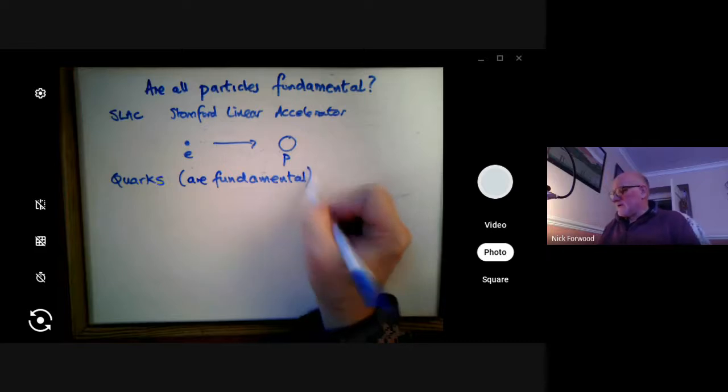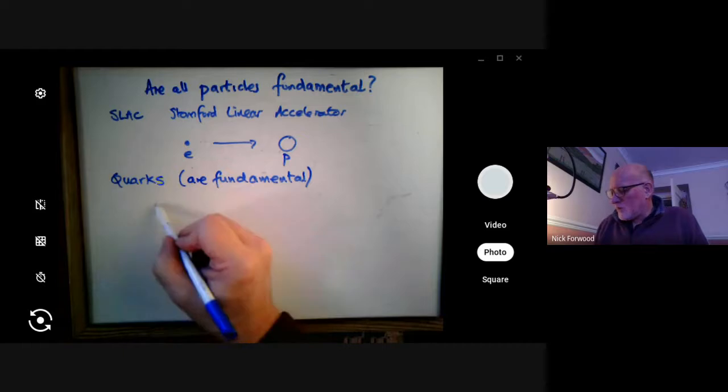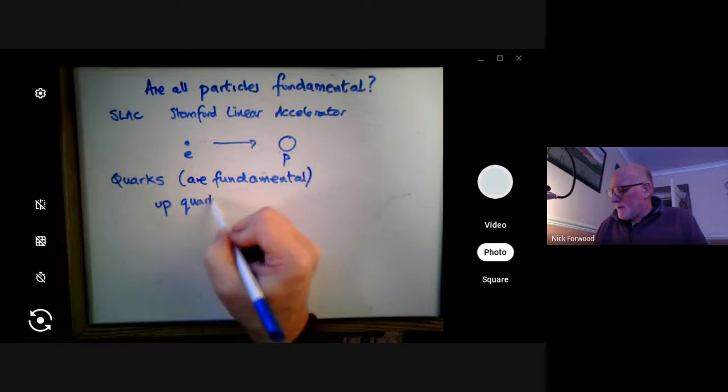And remember, fundamental means that you can't break up the particle into smaller parts. So it was found that there were two matter particles, and these were named up, the up quark, and the down quark.